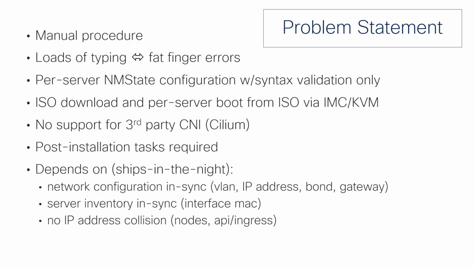perform per server configuration to boot from this ISO, either via the IMC in the context of Cisco servers or KVM, which is time consuming. There is no support, to my knowledge, for third-party CNI like Cilium or Calico in the context of Assisted Installation UI. Your only choice is OVN.